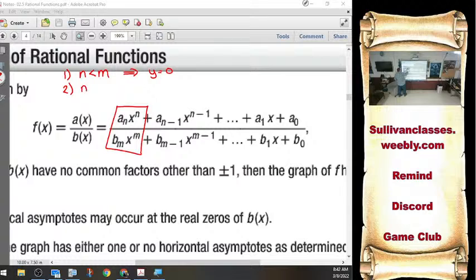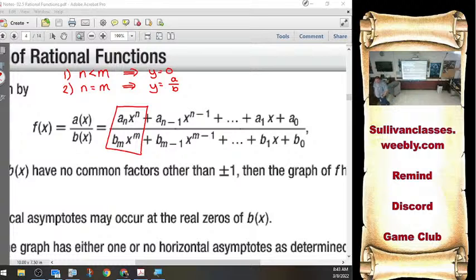Rule number 2, when they're the same degree. Well, now if I take x to the 4th divided by x to the 4th, I just have to worry about those leading coefficients. I'm going to have y is a over b. My leading coefficients will create a horizontal asymptote.